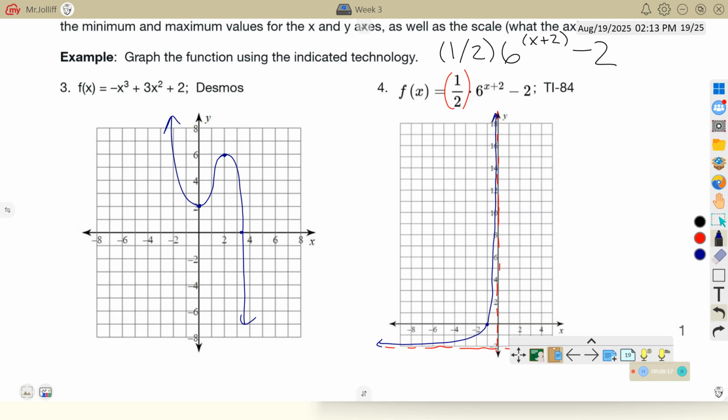So I've got my y-intercept. I've got that local peak where it kind of maxes out before it turns back around. I've got that x-intercept. So if we're graphing with technology, just the important points and the general shape. Yeah?